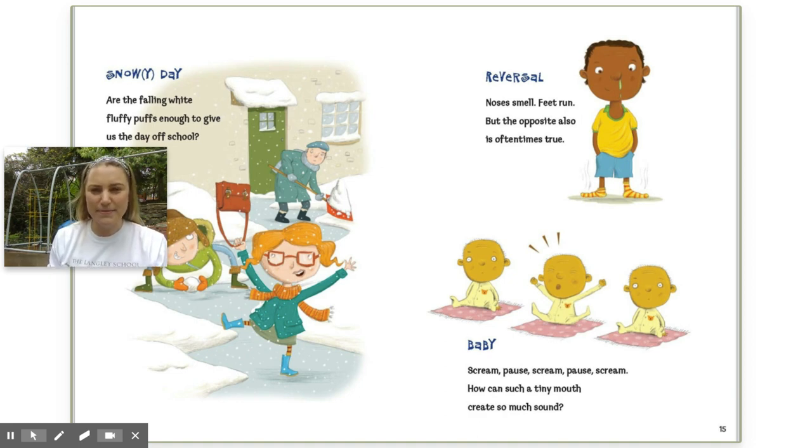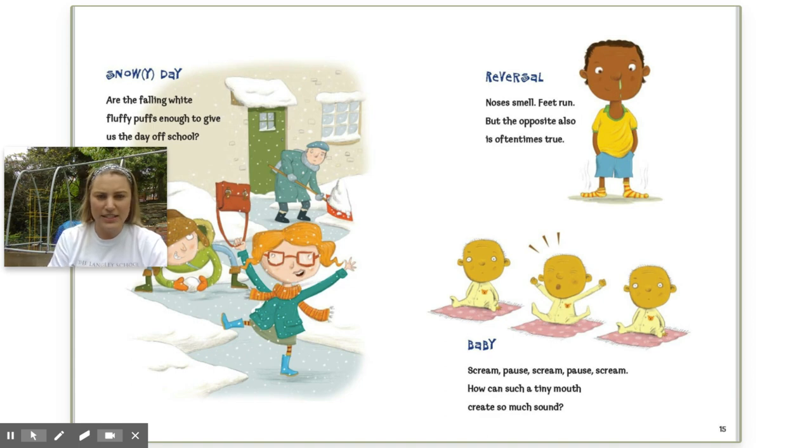Noses smell. Feet run. But the opposite also is sometimes true. So let's think about that. We know that noses smell, there are smelling tools. We also know that feet run. We use them for running, but sometimes feet smell and sometimes noses run.